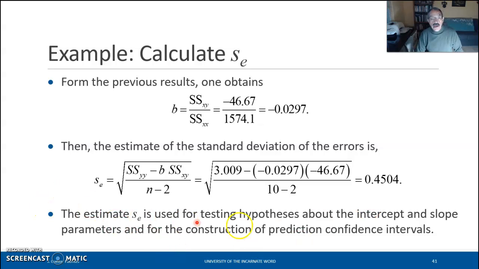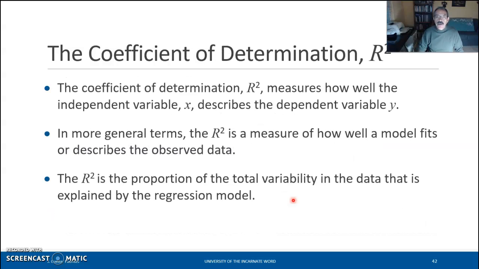As I mentioned earlier, this quantity is going to be very useful when it's time to test hypotheses about the intercept and the slope, and for the construction of the prediction confidence intervals that we'll see in other sections. All right, so I will stop here. In the next section, we'll talk about the coefficient of determination.